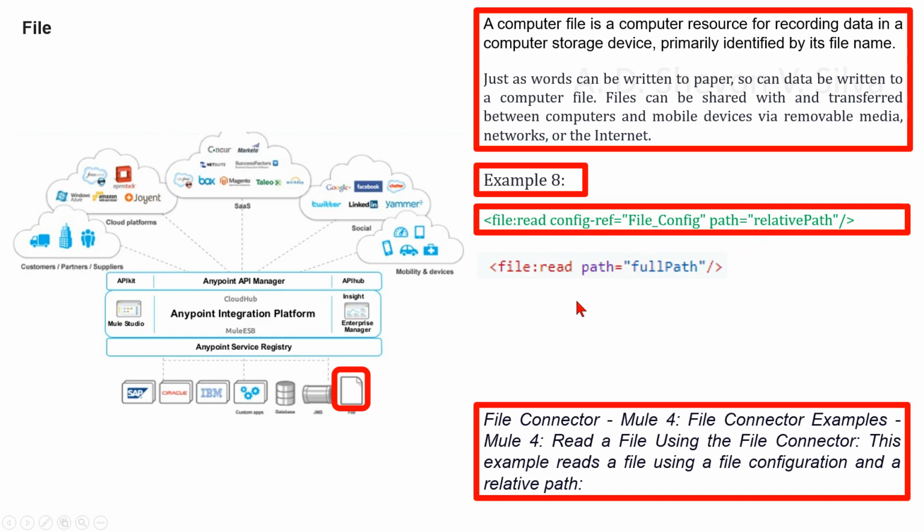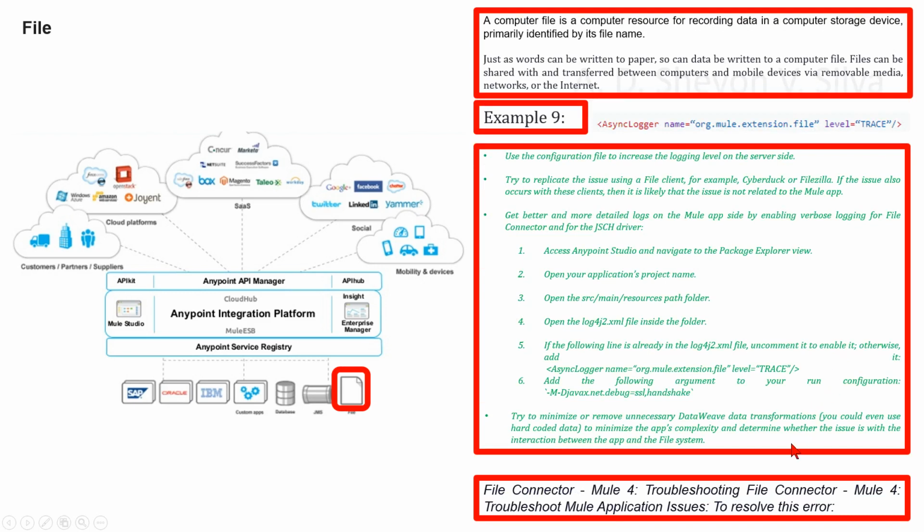This example reads a file using the full path. In Studio, click the browse button to locate the file, for example, users/myfile. In XML, use the path attribute to specify the path to the file, for example, path equals users/myfile. Now we are considering troubleshooting Mule application issues in the Mule file connector, Mule 4.